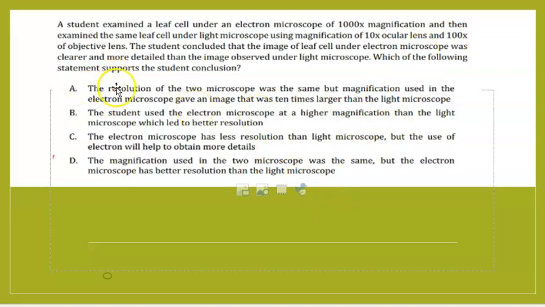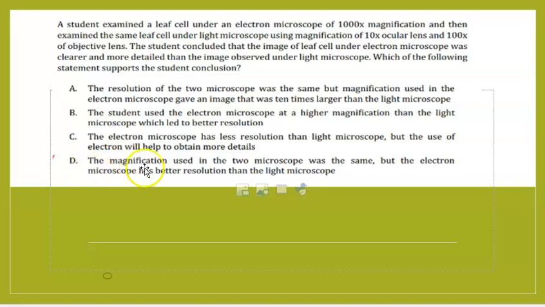Let's look at it. The resolution of the two microscopes is the same, but with the magnification used, the electron microscope gave an image 10 times larger. No, we just found out the magnification is the same. So this is not what we are looking for. The student used the electron microscope at a higher magnification. Again, no. The electron microscope has less resolution, but the use of electrons will help to obtain. We also know that an electron microscope will always have a high magnification and a high resolution power compared to the light microscope. So it can never have a less resolving power or less resolution at all.